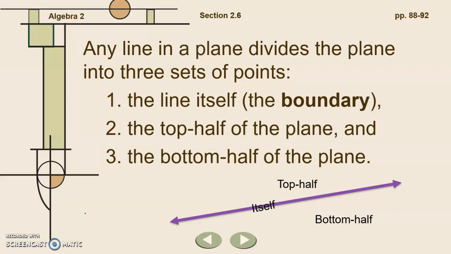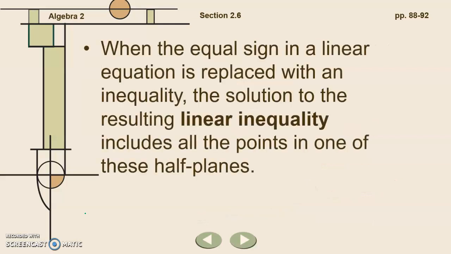We see this all throughout. When we look at the equator, we have the northern hemisphere and the southern hemisphere. So you see this in lots of different places, where you have the line itself and then the top and bottom half of the plane.